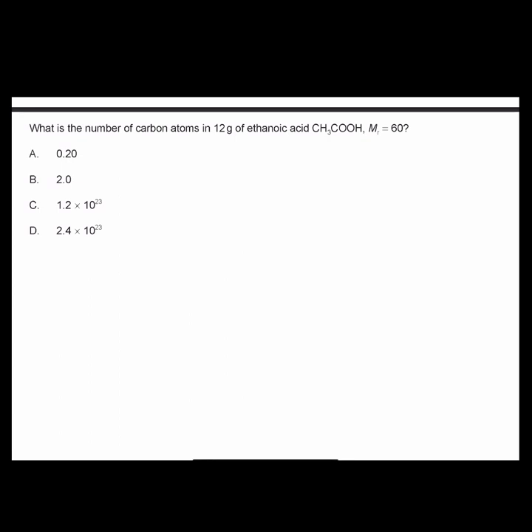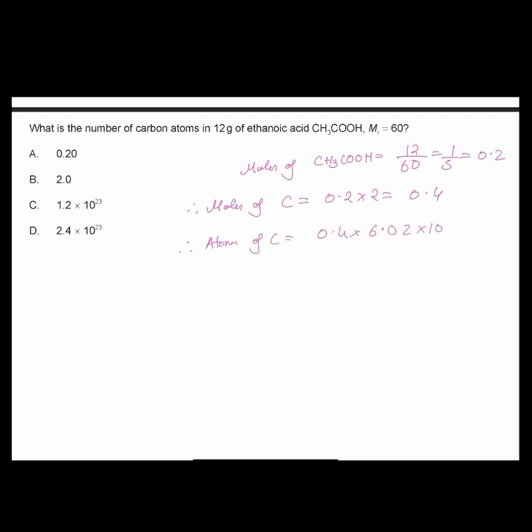What is the number of carbon atoms in 12 grams of ethanoic acid? First find the moles of ethanoic acid. That is 12 divided by 60, that's 1 by 5, which is 0.2. Moles of carbon would be, see, one molecule of CH3COOH contains 2 atoms of carbon. So 0.2 moles of ethanoic acid will contain 0.2 times 2, that is 0.4 moles of carbon. Now we have to find the number of atoms of carbon. That is moles times the Avogadro number, 6.02 times 10 to the power of 23. So 6 times 4 is 24, so it will be 2.4 times 10 to the power of 23. That corresponds to option D, which is the correct answer.